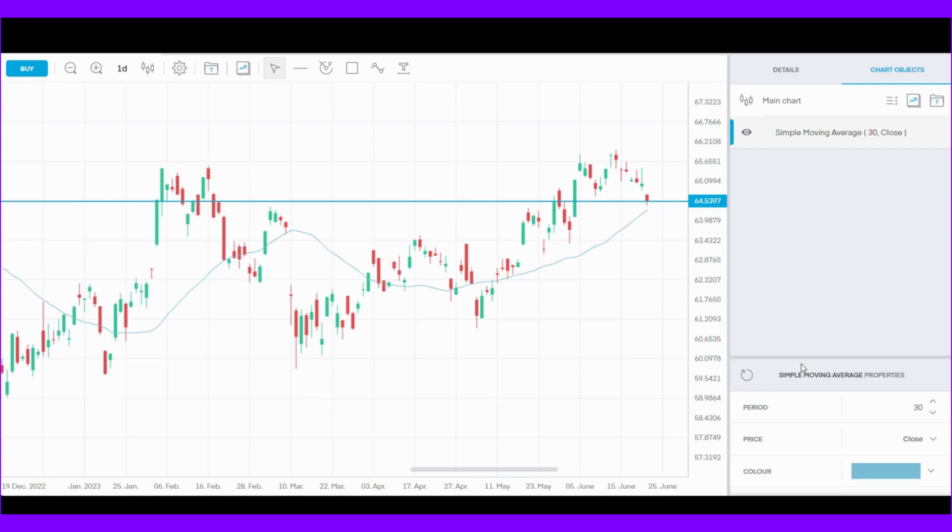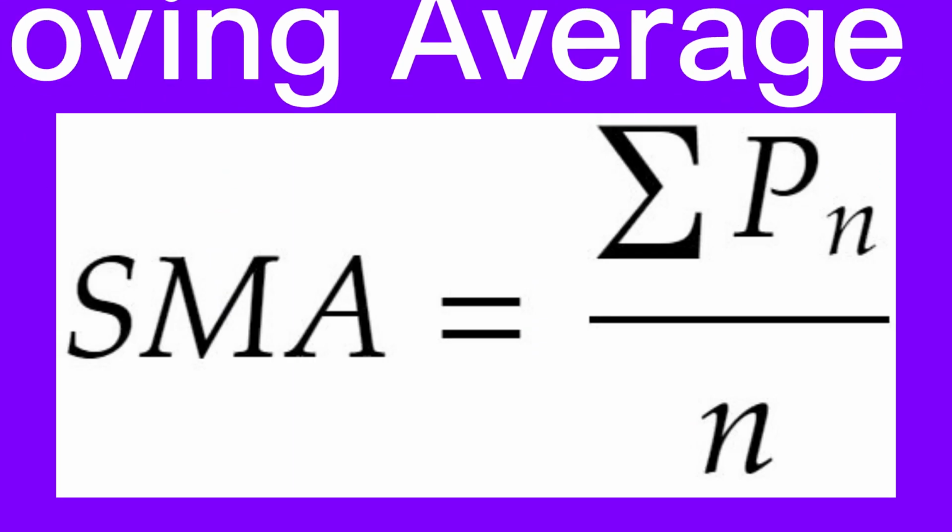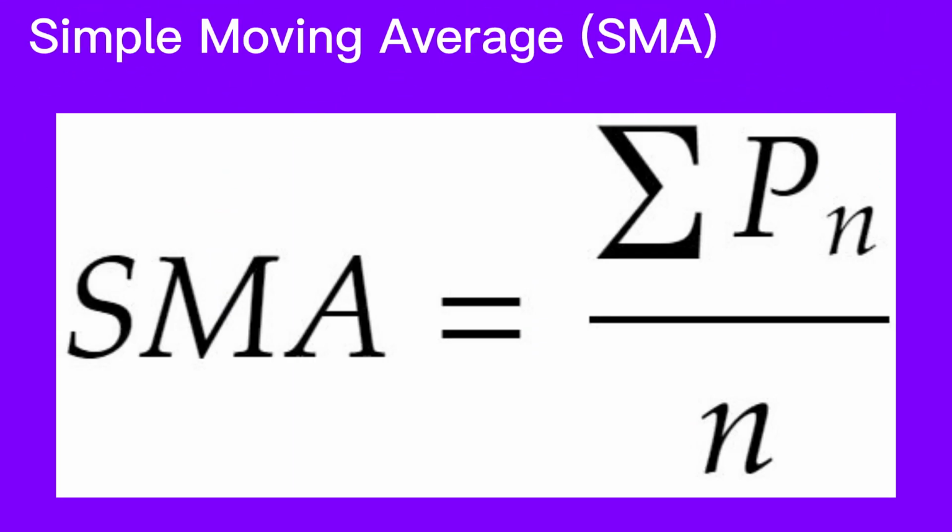The formula for calculating the SMA is as follows: add up the closing prices of the desired periods, and then divide it by the number of periods. This will give you the SMA value. Very simple and easy, right? Now, let's see how a simple moving average can be used in a trading situation.